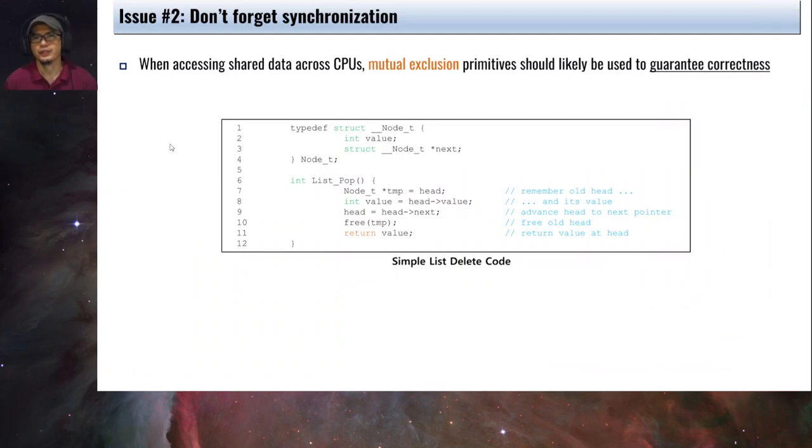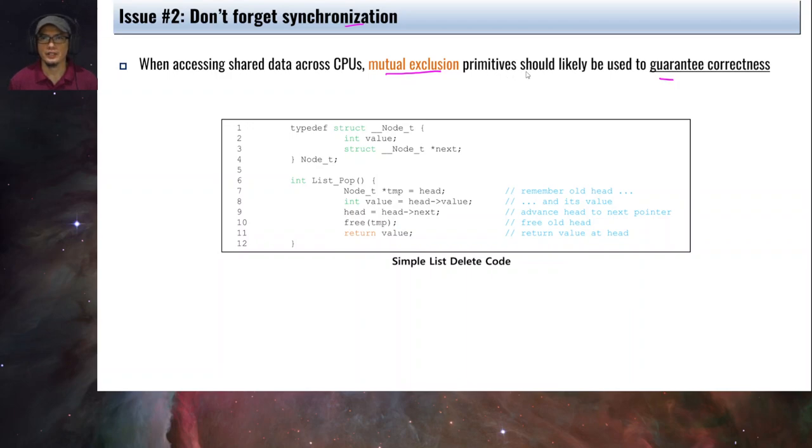The second issue when it comes to multiprocessor scheduling is synchronization. When accessing shared data across CPUs, mutual exclusion primitives should likely be used to guarantee correctness. If you have multiple CPUs, then most likely you'll have two execution threads. And if these threads will access a shared data structure, let's say a linked list, there is a critical section problem. We will discuss this later in succeeding chapters.